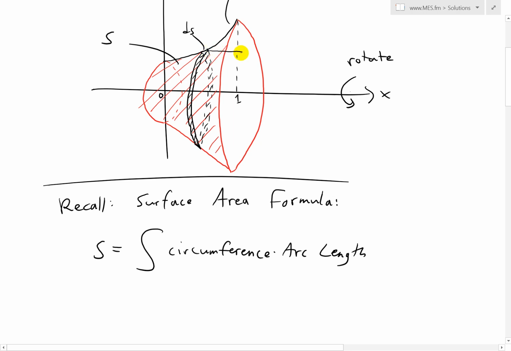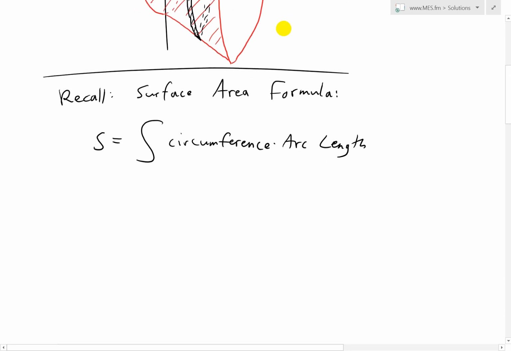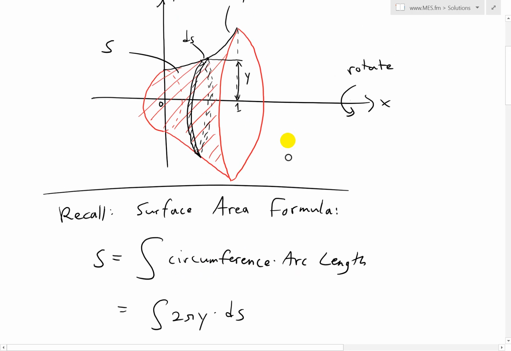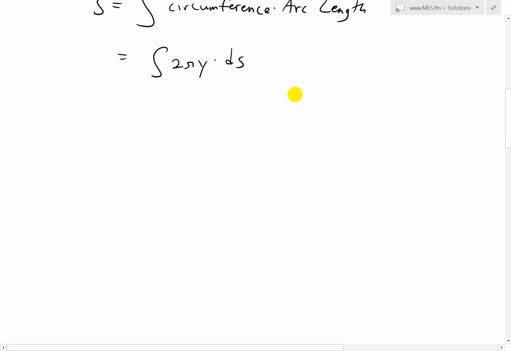The radius right here we'll call y. The radius is just y, and it's anywhere inside this arc length, but since it's infinitely small, it's the same whether you take it from this point or this point. So if that's the radius, the circumference is just 2 pi y, times the arc length, which is just ds. When you multiply the circumference by this section, you get that area, the surface area.